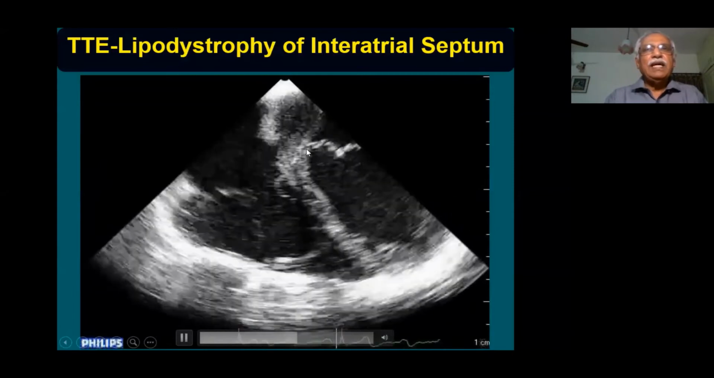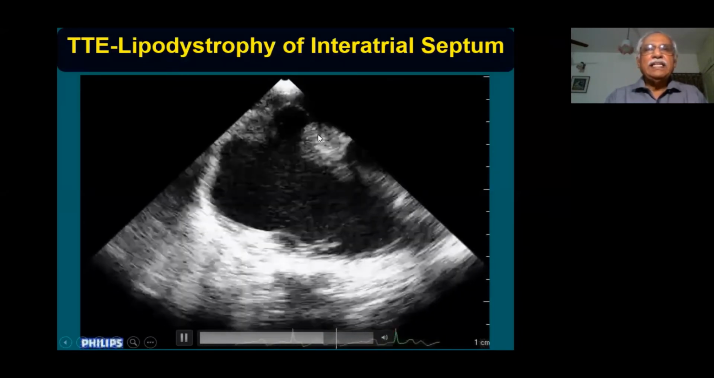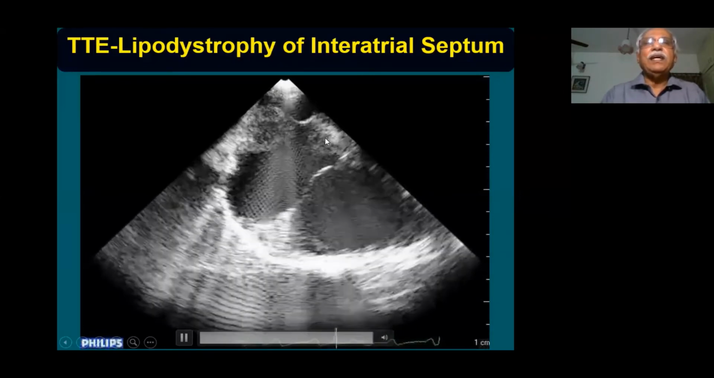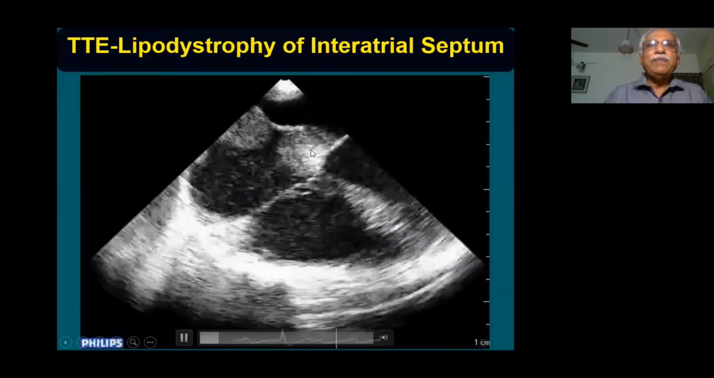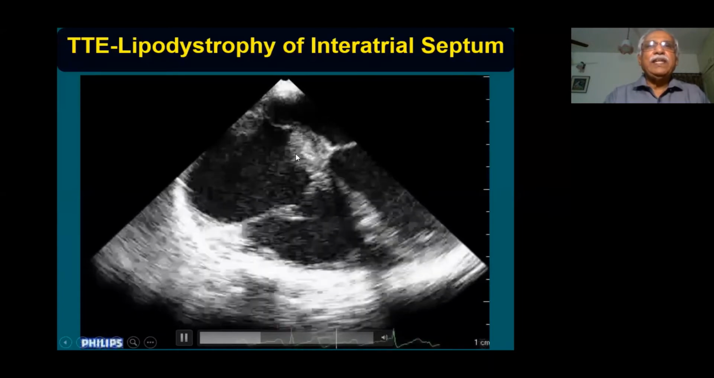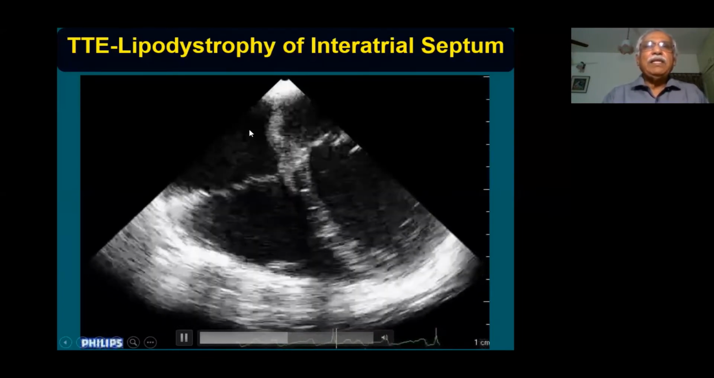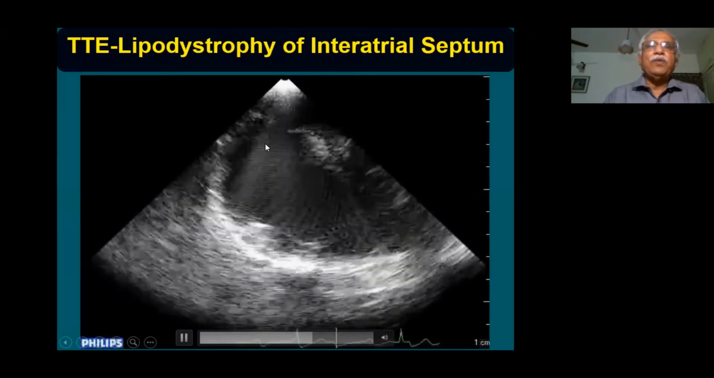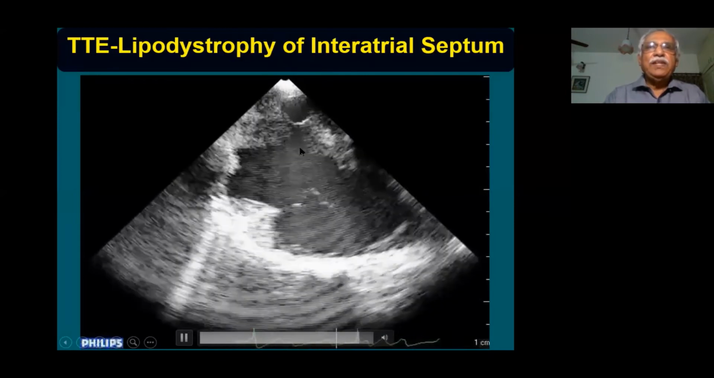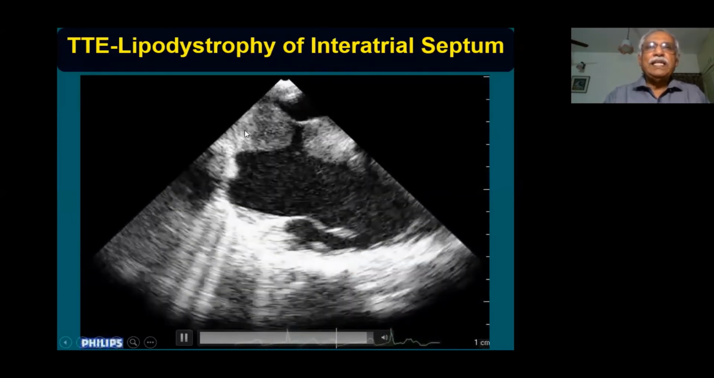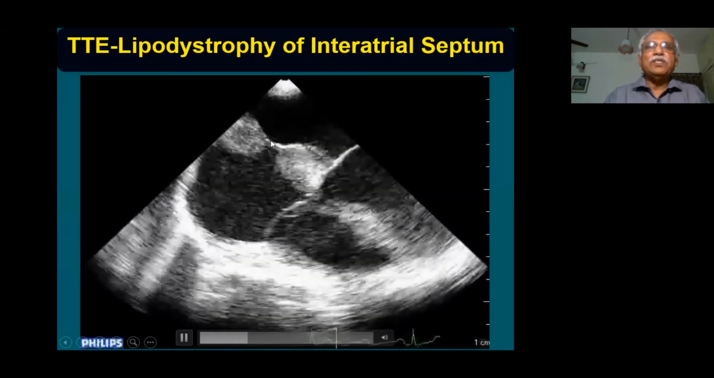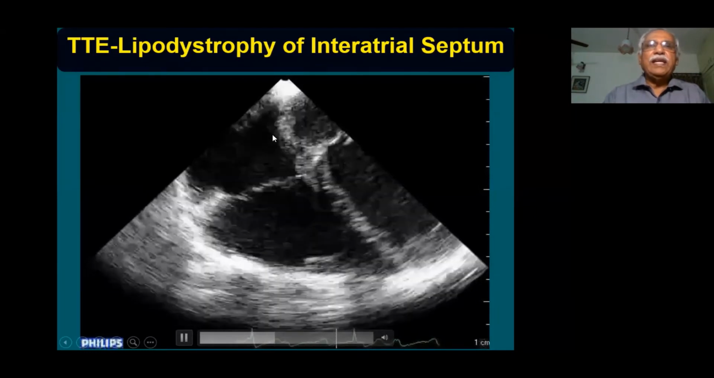If the lipodystrophy is marked and produces a dense mass a few centimeters in thickness, then it can be called a lipoma of the interatrial septum. Here the mass measured more than 2 centimeters in thickness, and this is actually a lipoma of the interatrial septum. The only thing is a similar picture can be produced by lymphoma. It can also produce a mass like this attached to the interatrial septum. The difference is lymphoma will produce a dense echo all over the interatrial septum. There won't be any gap at the level of the fossa ovalis. At the level of the fossa ovalis also, you can identify the mass.